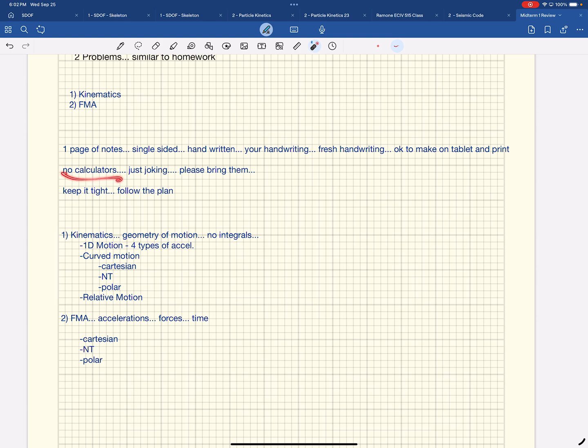It's funny to say no calculators because I've been preaching it, but really, absolutely, please bring calculators. Yeah. I've been requested to remind you to record the session. Got it recorded. Yep, thank you for that. No calculators, just joking, but please bring them, use them as much as possible, learn how to use them, okay? Absolutely. Keep it tight, follow the plan.